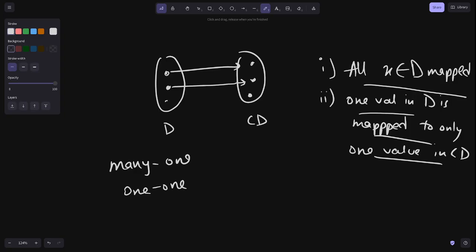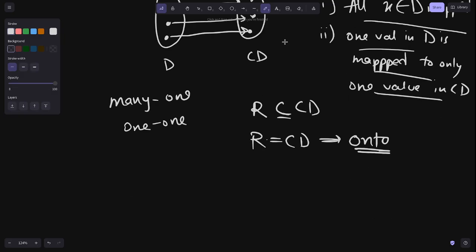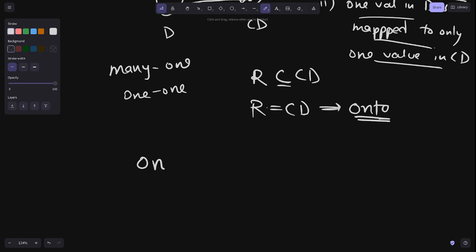Now let's say I add this and I map this here, for example. So all the values of this are mapped. We knew that range is a subset of codomain, but now if range is equal to codomain, we call it an onto function. And we have another thing to tell. If any function is one to one plus onto, we call that function a bijective function. Okay, got it?